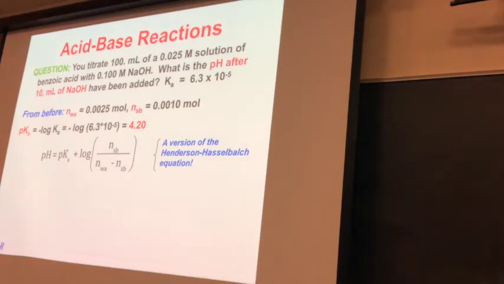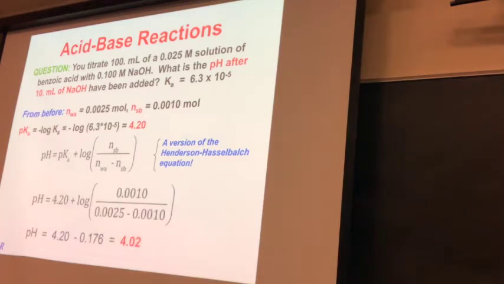And again, if your calculator starts giving you weird expressions like undefined or something like that, it probably means you have a log of 0 or something like that. That just means you're not using the right equation for the types of moles you have. But here, you shouldn't end up with that. When I plugged this in, I had a value of 4.02. Any questions?